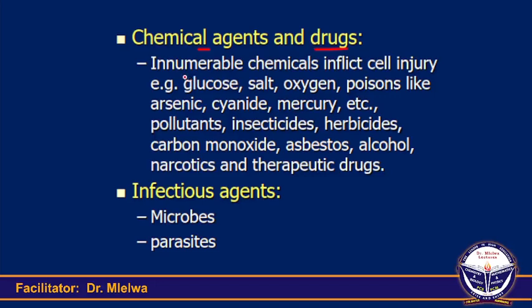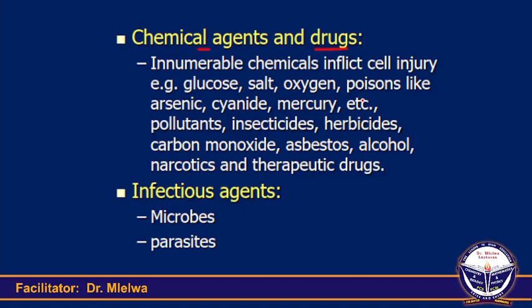For example, innumerable chemicals inflict cell injury. Some of the chemicals can cause cell injury, for example, glucose, salt, oxygen, poison. You can wonder, glucose can lead to cell injury. As I told you, in medicine we say that everything is toxic. What matters is just the amount. If you are taking excess glucose, it's dangerous to you. Excess salt is dangerous. You have heard of hypertension from excess salt. With excess glucose, if the pancreas fails to regulate your glucose amount, you have heard of diabetes mellitus. Then excess oxygen. All of these chemicals can lead to cell injury.